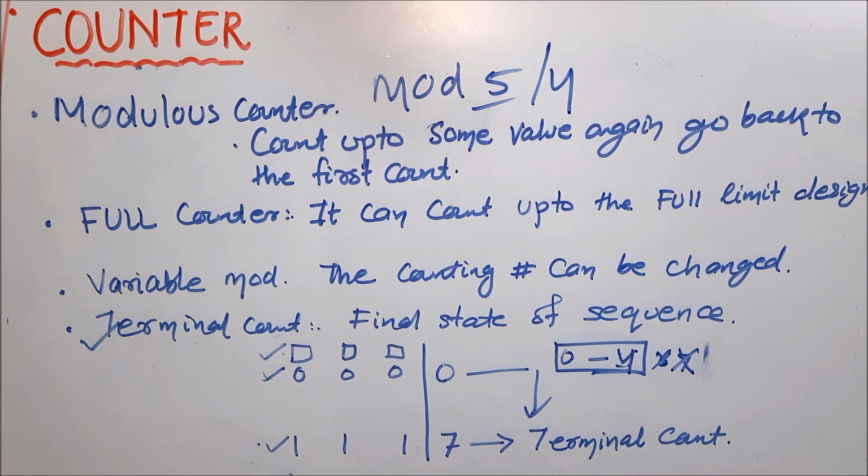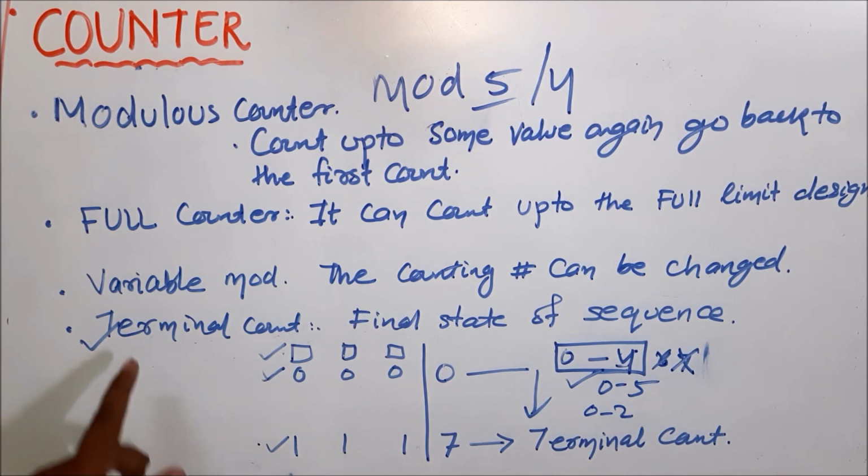Likewise, if my counter is changing its modulus value, that means for one sequence I can count from 0 to 4, for another application I can count from 0 to 5, and for another application I can count from 0 to 2. In that case, the counter can be called a variable modulus counter or variable mod counter. So this is all about the prerequisites for designing a counter.